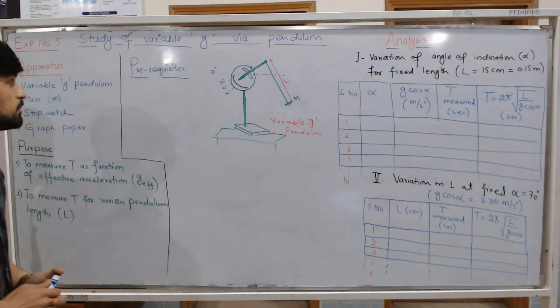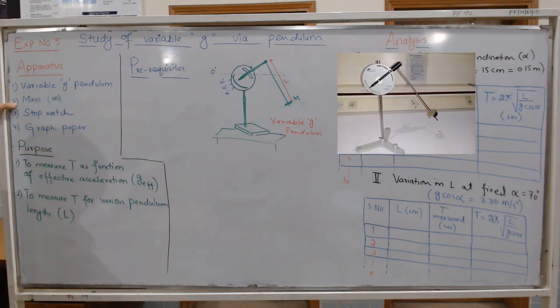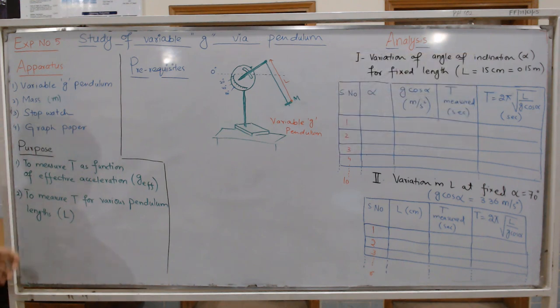The apparatus required for this experiment is the variable G pendulum. As you can see, we will need a mass which can be attached to the other end of the pendulum. We will need a stopwatch and a graph paper.